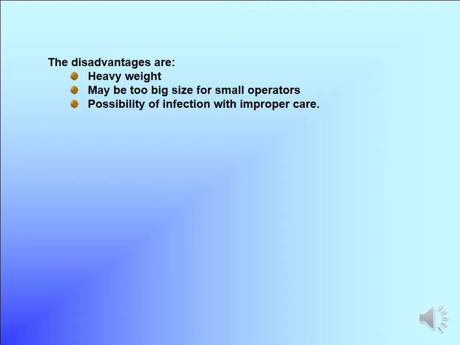Possibility of infection with improper care. Truly, the care of cleaning the aspirating dental syringe must be very careful, and the harpoon must be cleaned thoroughly with a brush and put in the autoclave for sterilization, or else there is the possibility of infection from one patient to another patient transmission.